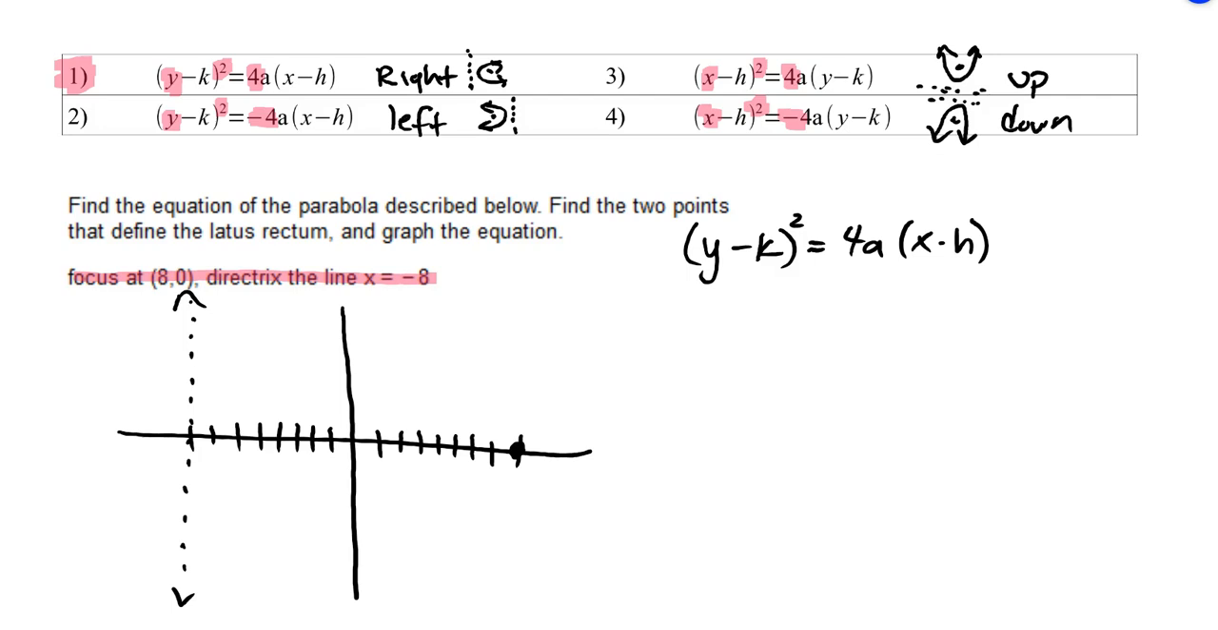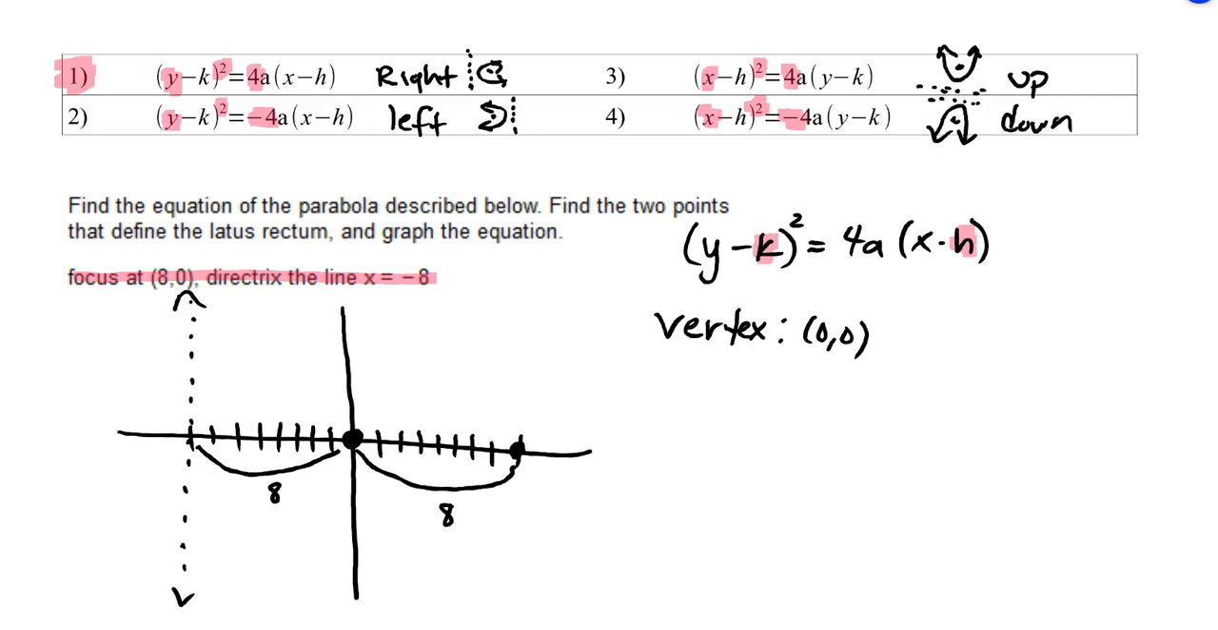Now, h and k are the coordinates of the vertex of the parabola. And I know that the vertex is going to be in the middle of the focus and the directrix. So I know that my vertex is going to be right here at the origin, and it is 8 units away from the focus and 8 units away from the directrix. So it's right in the middle, and so I know that my vertex is at (0, 0). So I'm able to fill in the h and the k for this equation.